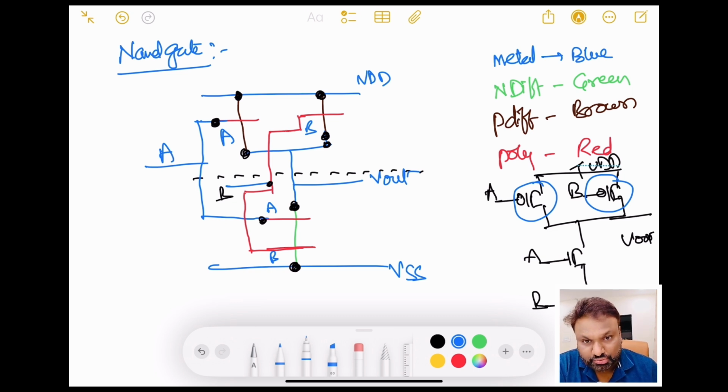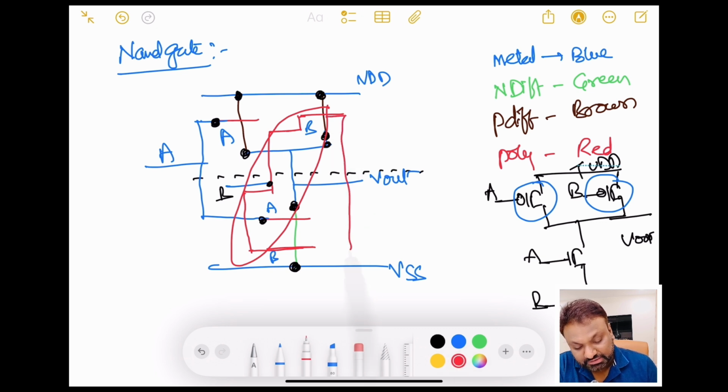See, there is no specific rule that my polysilicon red should cross from here only, from this path only. Okay, I can also connect simply from here as well. I can also connect from here also. B should be connected to B. Okay, and while I am crossing, even if my red is crossing metal blue, it is not an electrical contact, as well as it is not a transistor as well. So I can cross that.